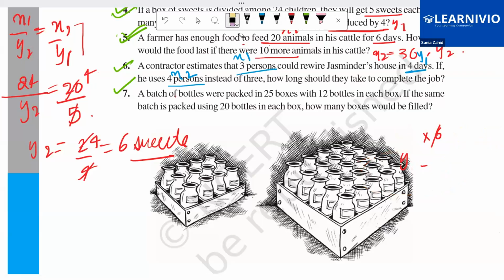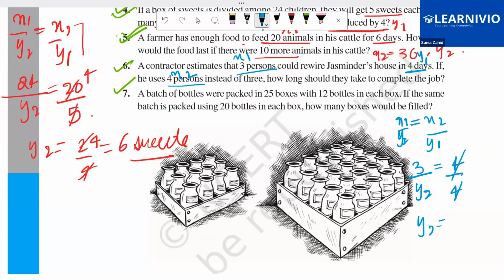Ma'am, we'll use the formula X1 by Y2 equals X2 by Y1. So it is 3 by Y2 equals 4 by 4. Okay, so what is Y2 now? Y2 equals 3 into 4 by 4, so it comes out to be 3. Yes, 3 days. Everybody getting 3 days as the answer? Yes, ma'am.